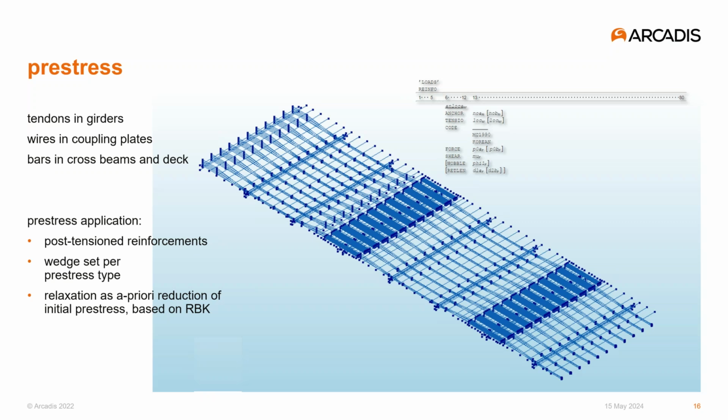The time-dependent losses consist of concrete creep and shrinkage on one hand, and steel relaxation on the other. The concrete creep is taken care of in the time-dependent analysis, but the steel relaxation is not. We decided to apply the expected steel relaxation as an a priori reduction of the initial pre-stress force, and we based our expectations on the Dutch guidelines for reassessments.